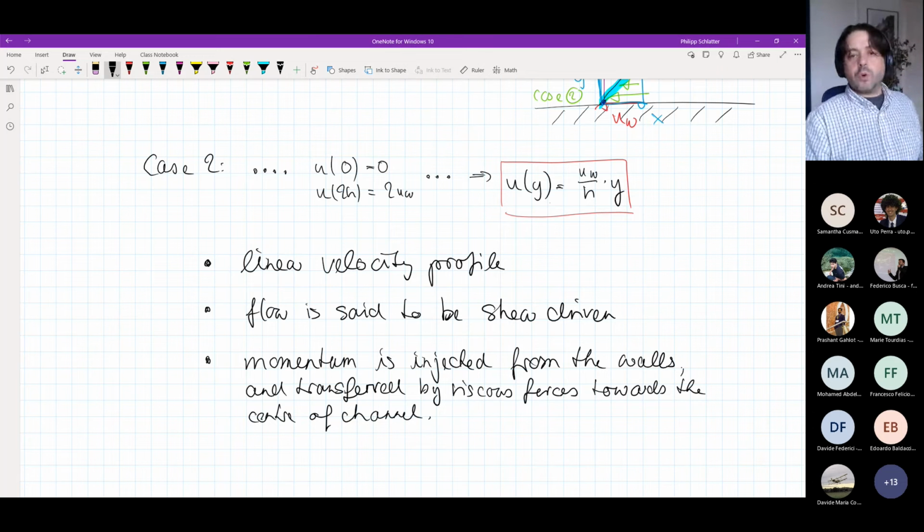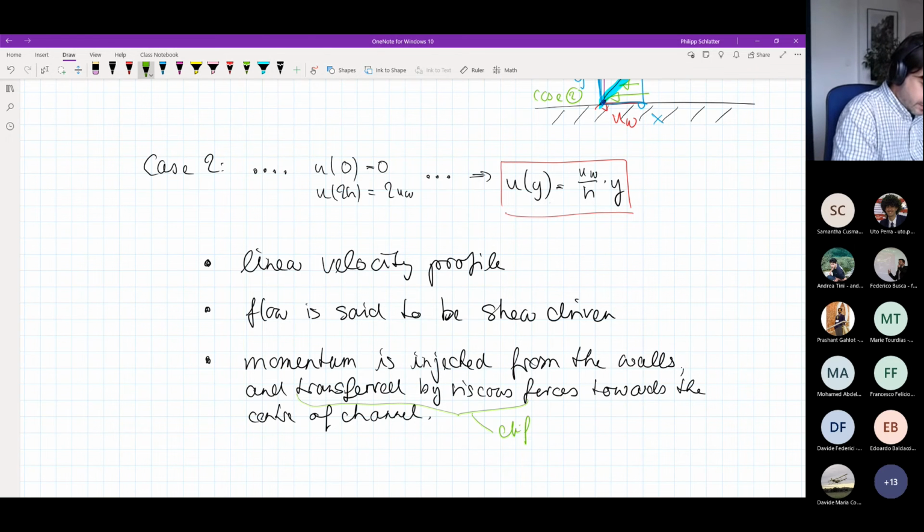I inject momentum by moving the walls, and this momentum is then diffusing or transferred by viscous forces, which is what we mean with diffusing. This is diffusing into the channel. And the solution at the end, after a long time, is kind of the steady state of a diffusion equation, which is just a linear profile. So this is what we get at the end.